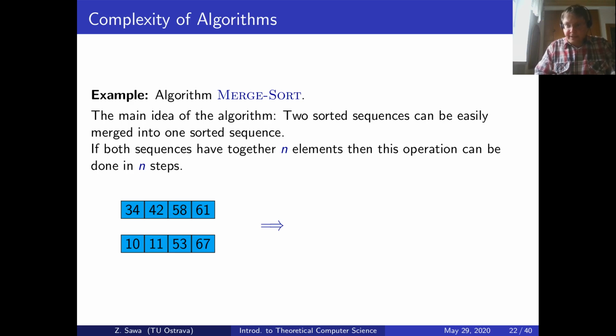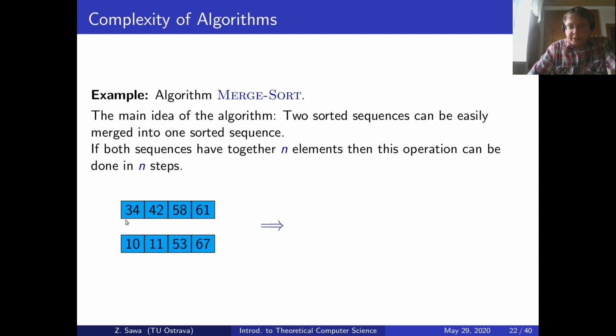We at first divide exactly in the middle. We would have two halves of the array. At first we would recursively sort these two parts, and then we should merge together these two sorted sequences into one. This is something that could be done in time which is linear with respect to the number of elements.